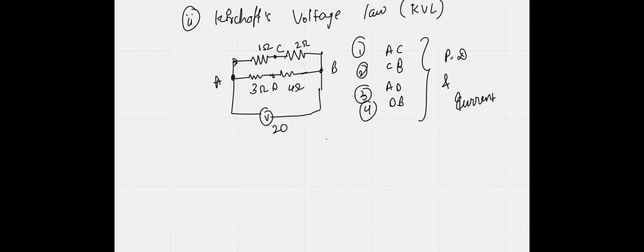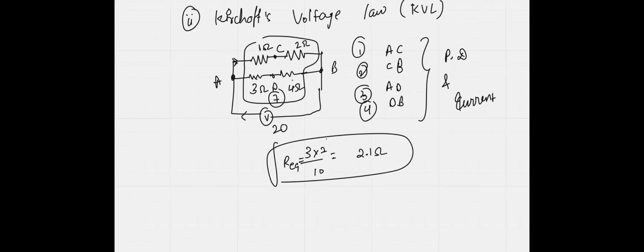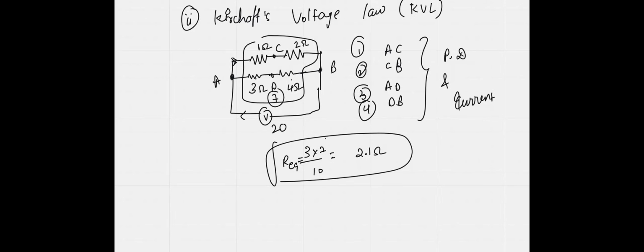Kirtana, look, in this circuit, I asked you for potential difference and current. Let's calculate the total current. I can get the equivalent resistance, right? This is 3 and 4, so I can say 7, and 1 and 3. So this is 3 into 7 divided by 10. Isn't it the total equivalent resistance of the whole circuit? Yes.